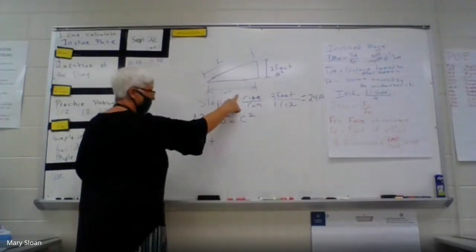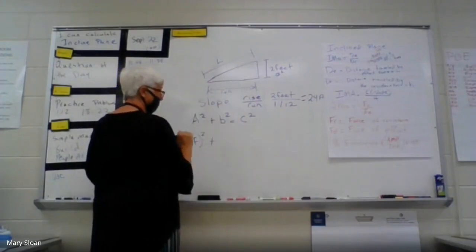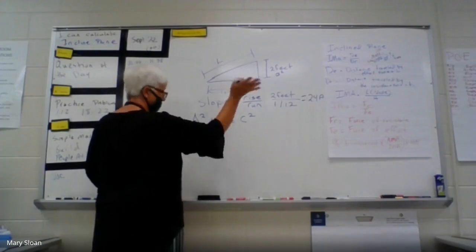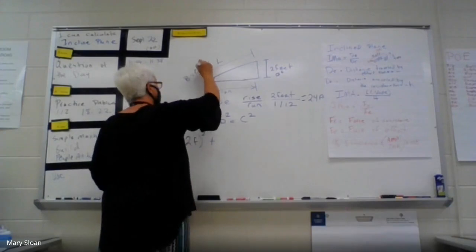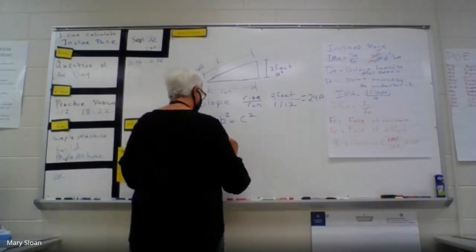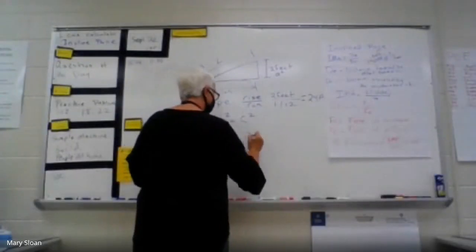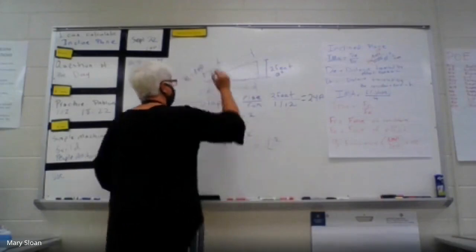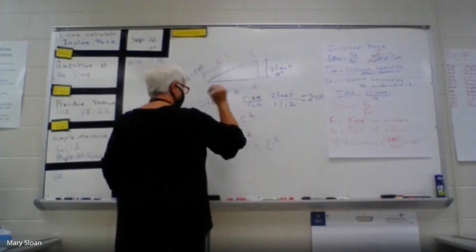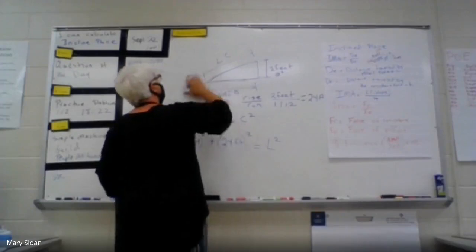Is that our length or is that our run? Our B equals 24 feet. So we're going to add 24 feet. What are we going to do to 24 feet? We're going to square it. Equals L squared. That's our C. That's our B. B equals 24 feet.